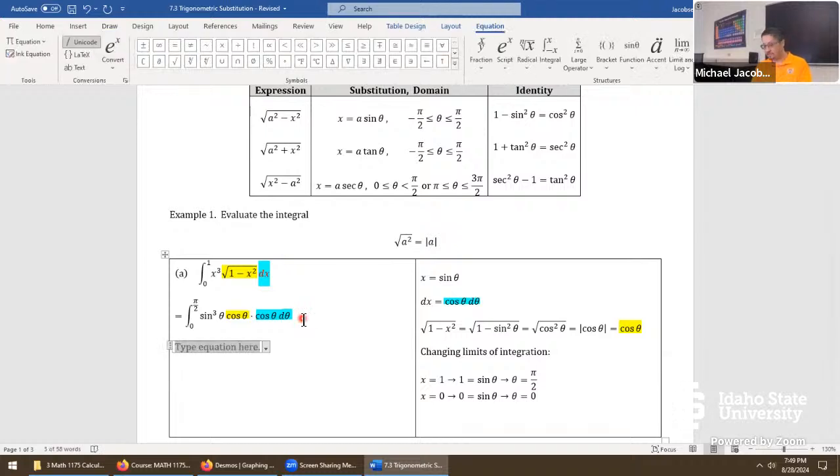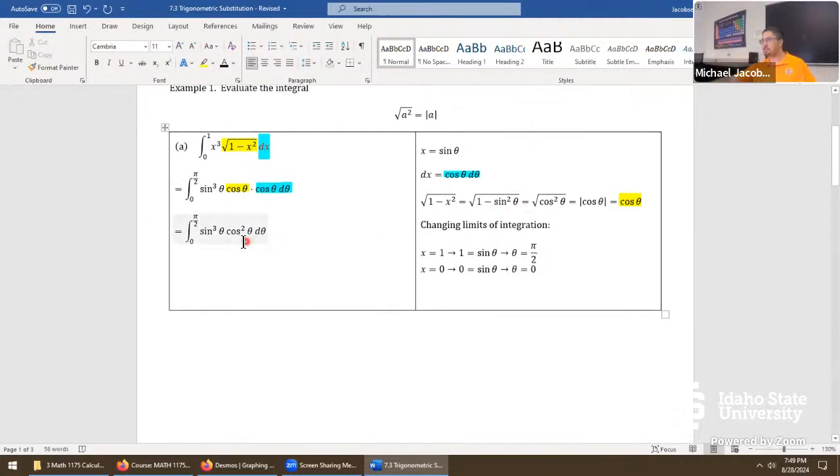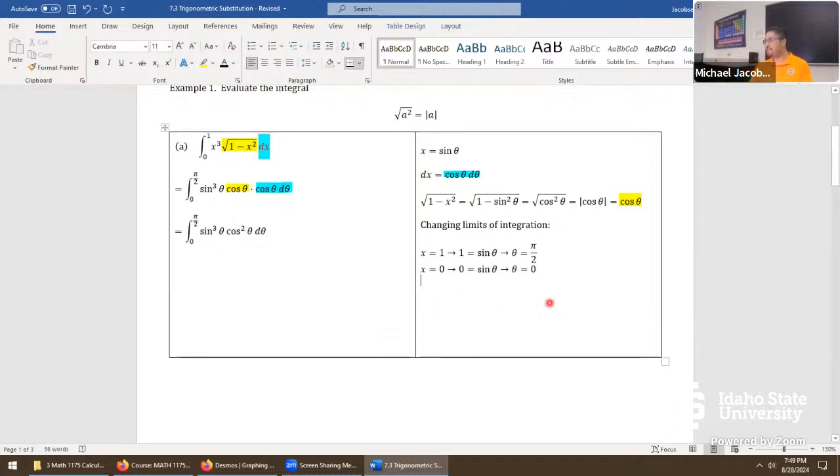So let's finish this off. Equals integral from 0 to pi over 2. Now it's sine cubed theta, cosine squared theta, as you said, d theta. But that means, well, we're beyond the trigonometric substitution. We're solving the trigonometric integral, which means we need a whole new approach for that. Let's put a little break here.